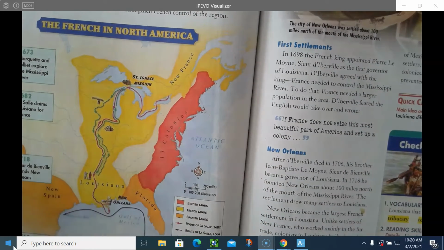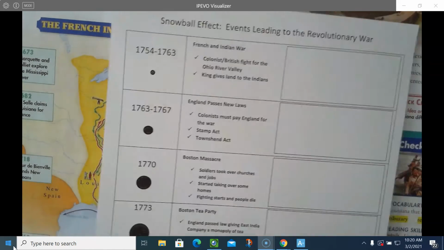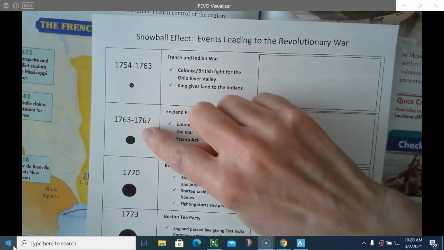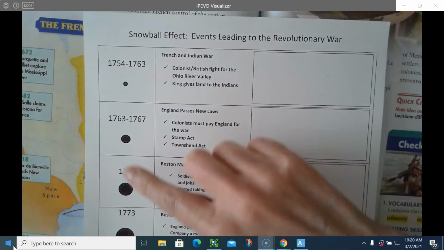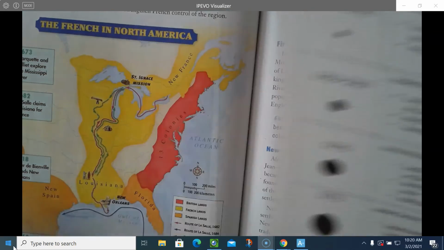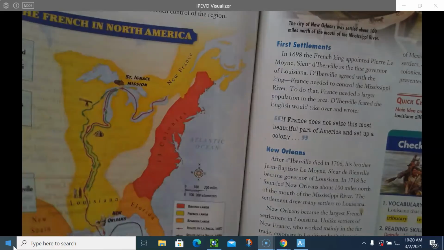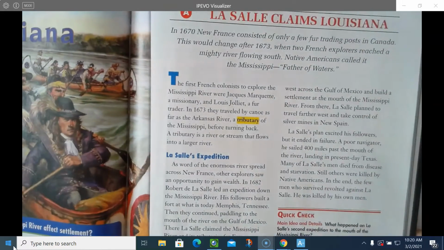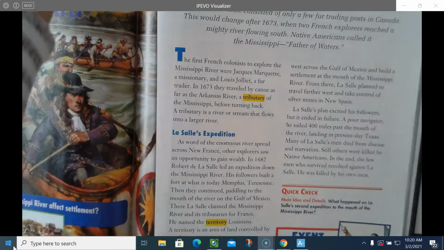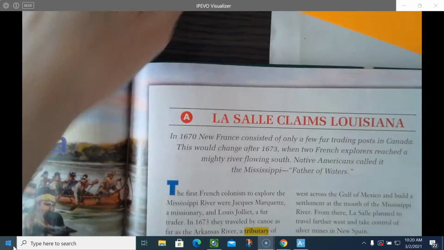And with that French and Indian War, there are going to be some hard feelings based on the outcome. So let's read a little bit about the French settling in Louisiana and eventually the war that is going to be fought. Okay, La Salle is an explorer.